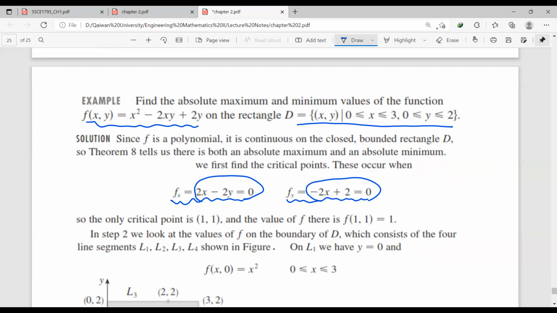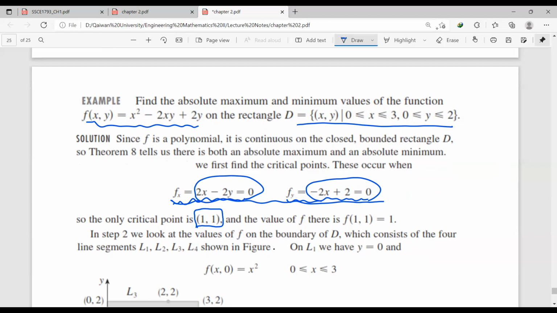And now we say the critical point is (1, 1), because x is 1 and y is 1. You can solve this by yourself. It's easy to solve. From this equation, we can get that x is 1. And replacing it in the other equation, we get that y is 1 also. So here, x is 1 and y is 1. That means our critical point is (1, 1).